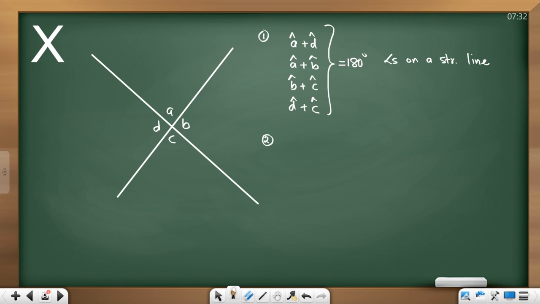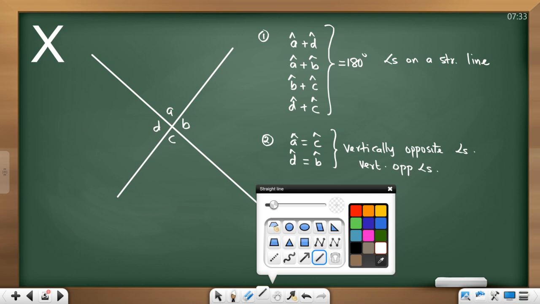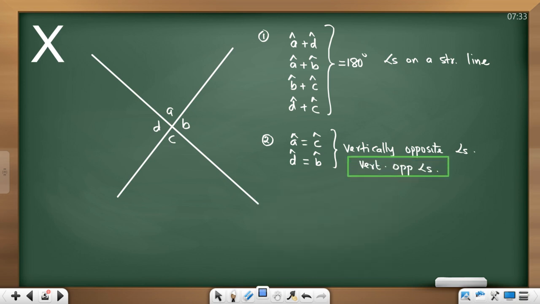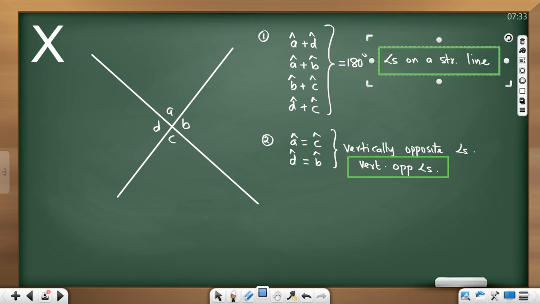Number 2. Angle A would be equal to angle C. We did this in grade 8. Angle D would be equal to angle B. If you remember the reason, great. If you don't, that's what my job is. Vertically opposite angles. And when you write, you can just simply write vert opp angles. Vertically opposite angles. So we can write it as vert opp angles. Just circle this one again for emphasis.